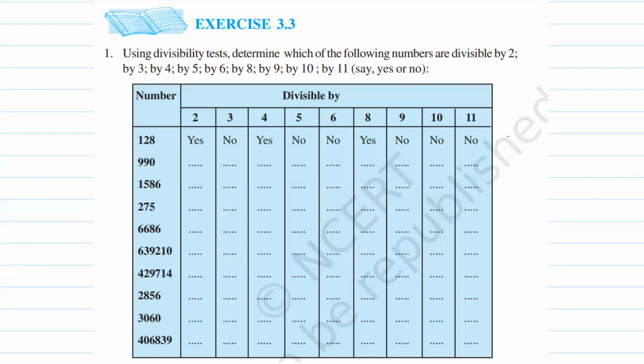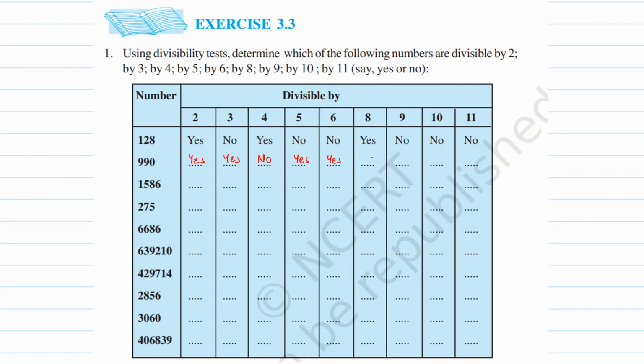The first is already done in the question itself. Second is 990. Yes, it is divisible by 2. It is also divisible by 3 because the sum is divisible by 3. Coming to 4, is 990 divisible by 4? No, because we see the last two digits. Then 5, yes, because it has 0 in it. Then with 6, yes, because it is divisible by 2 and 3. So it will be divisible by 6 as well.